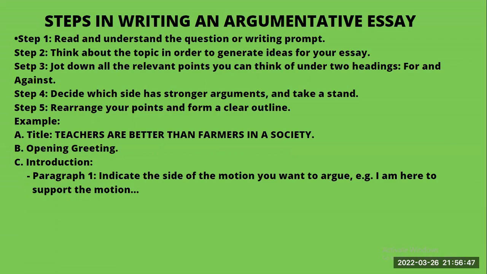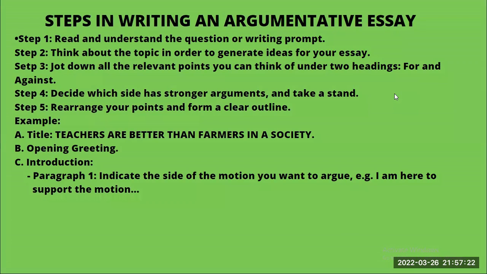So step number 2 is to think about the topic in order to generate ideas for your essay. As you think about the topic, naturally, different ideas will come flowing into your mind. And in step number 3, you jot down all the relevant points you can think of under 2 headings, for and against. Well, let me give you a picture of what to do in this case.